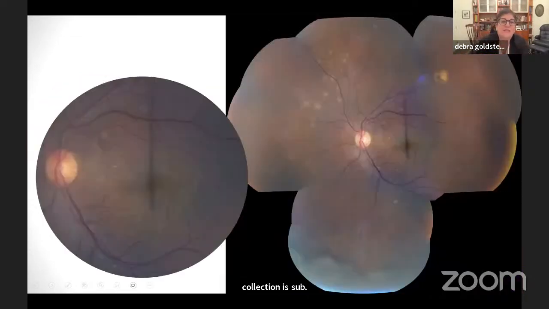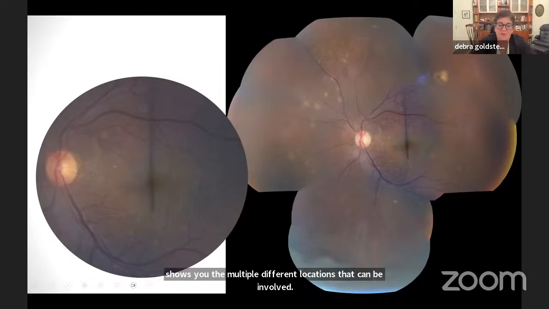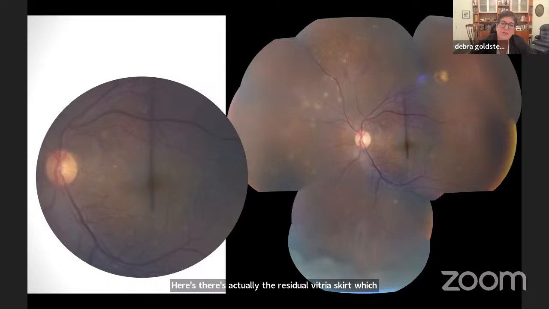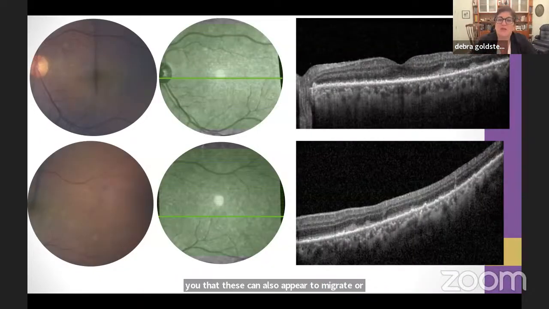This is another recurrence, and this actually shows you the multiple different locations that can be involved. There's actually the residual vitreous skirt, which is filled with large white cells. And in this picture, you can see he has superficial retinal, deep retinal, subretinal involvement, all of these different infiltrates. And while in most of these cases, these resolved with treatment, I will tell you that these can also appear to migrate or change even without treatment. So here you can see that there is outer retinal and subretinal involvement of these lesions.